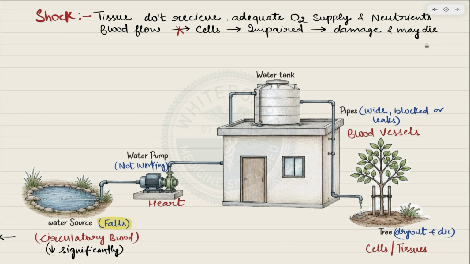Now let us consider another situation. Imagine that the groundwater source is adequate, there is a continuous supply of electricity, the water tank is intact, and the pipes are completely patent. However, this time the problem lies in the pump itself. The pump has become weak and is no longer able to pump water efficiently.